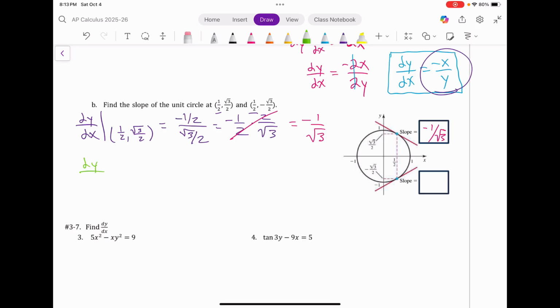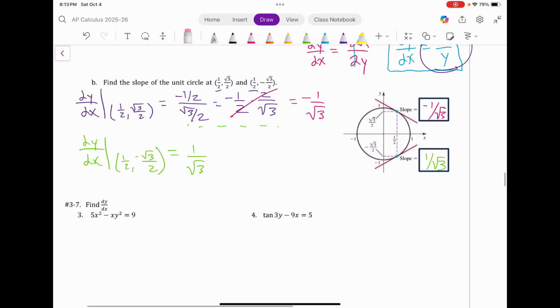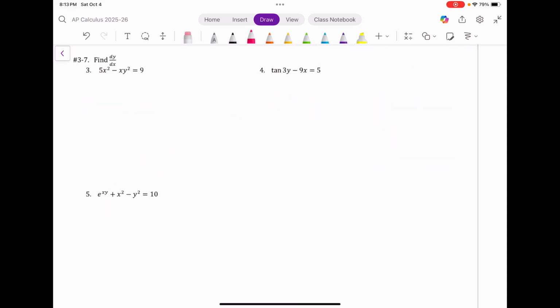So dy/dx evaluated at 1/2 comma negative root 3 over 2. That would just be the exact same process. Just you'd have a negative over negative, so just make it 1 over root 3 instead. So you can see that has a positive slope, and the other line had negative slope, so negative 1 over root 3. So at least we know the negative and positives make sense in terms of the picture. Okay, let's keep practicing finding derivatives with implicit differentiation.